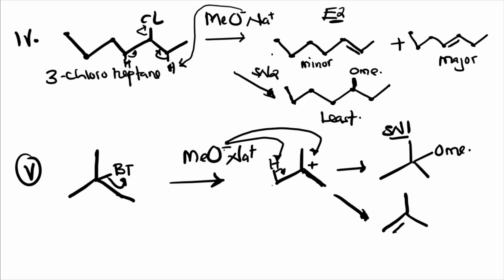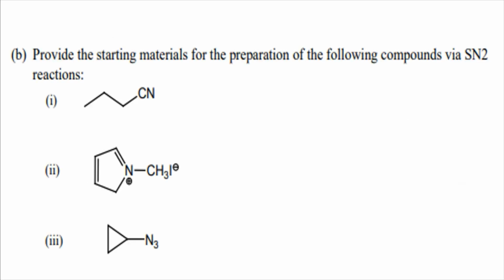So between these two products, this is the major product. And then this is the minor product. Why? Because this base here is not bulky, so it can come and easily attack the carbocation. So this is an E1 reaction. So that was question A of question 3. This is how you go about this. Let's go to part B.